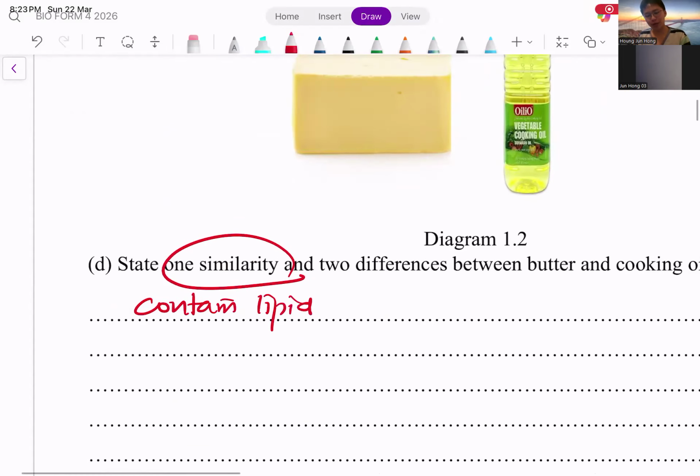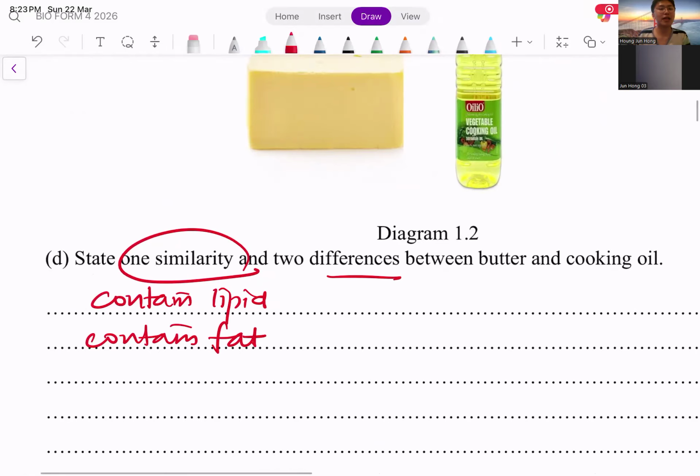Or you can say both of them are fat. That is also not wrong. Both of them are fat. It's just that they have different kinds of fat.